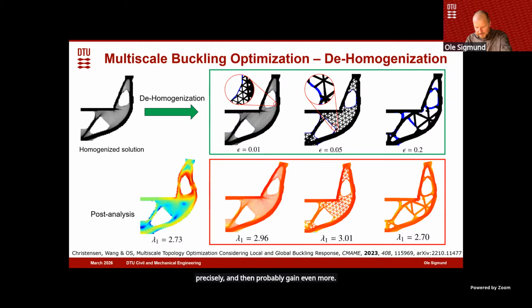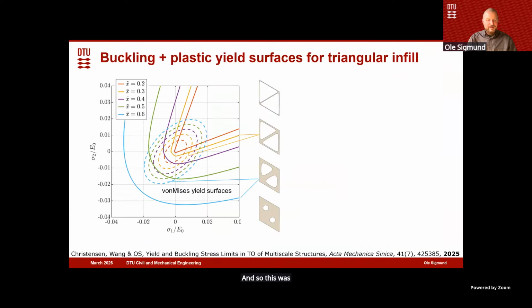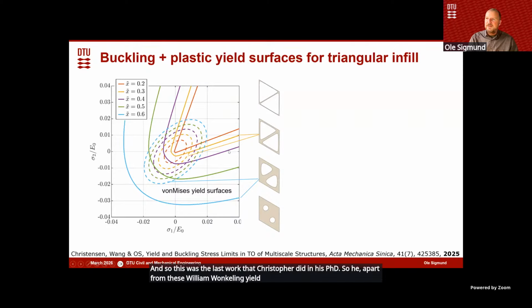The last little point here is now we are taking local buckling into account. But obviously you would also say, hey, there are stress singularities in the corners here. So you should also include the yield stress. And so this was the last work that Christopher did in his PhD. So he, apart from these buckling yield surfaces, also computed the von Mises yield surfaces for different volume fractions. And so we combined that into one yield model.